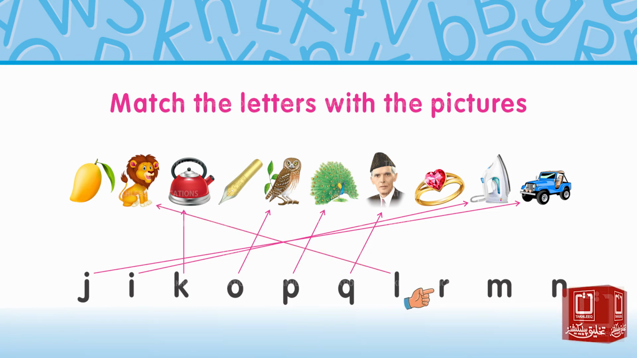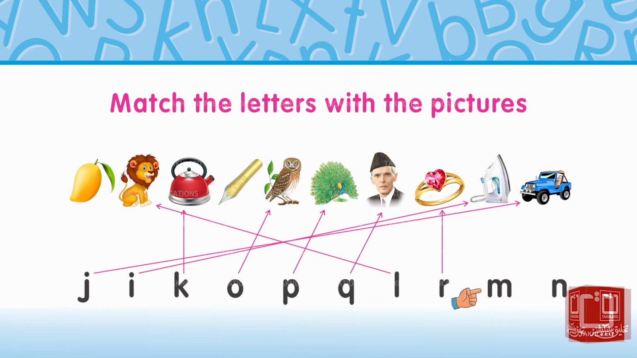R stands for ring. Now we search the picture of a ring. Mango, lion, cattle, nib, owl, peacock, Qaida-e-Azam, ring. Yes, this is the picture of a ring. So we match R with the picture of a ring.